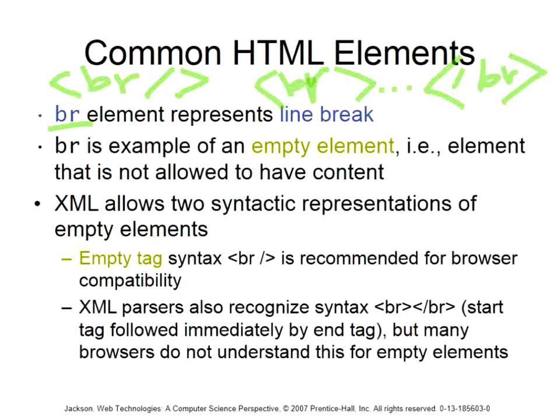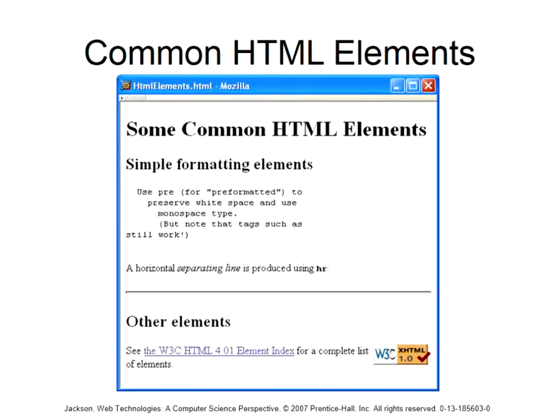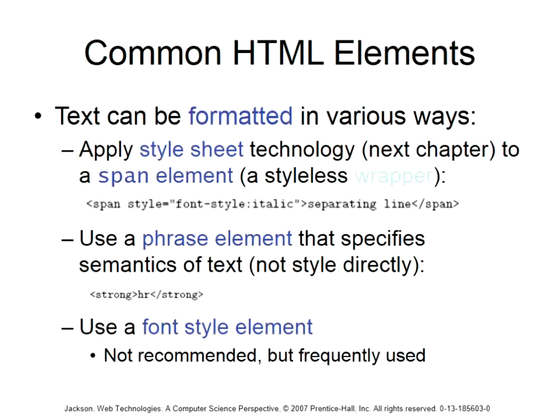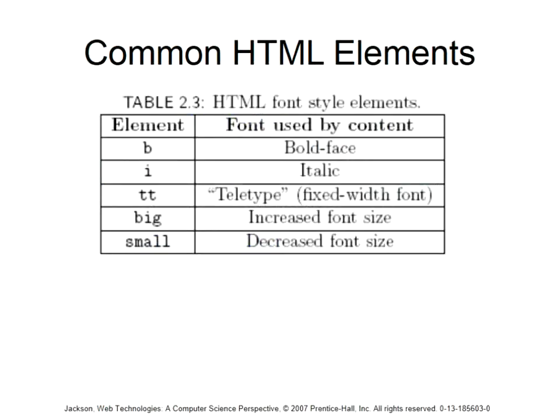So we don't have a start tag and an end tag. We have the start and the end in the same tag. So we talk about an empty tag. That means we will use only one tag, and BR is an example of an empty tag. Clear? Okay.